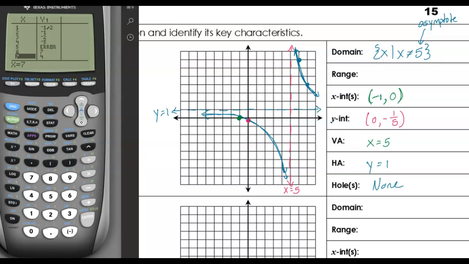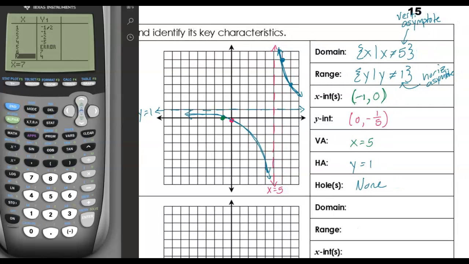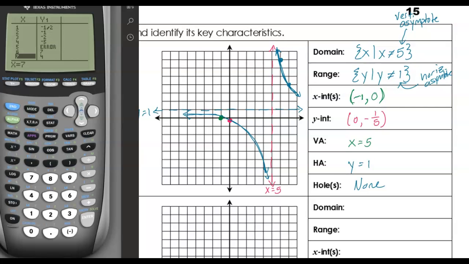So knowing that, what do you think the range is? What do you think the range is? Yes, Sydney. Y such that Y cannot equal 1. So this was our vertical asymptote. This is our horizontal asymptote. I honestly love rational functions because the domain and range is so easy. Just easy. X is not the vertical asymptote and Y is not the horizontal asymptote.